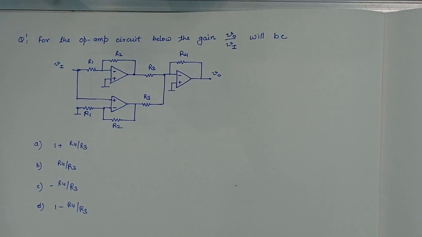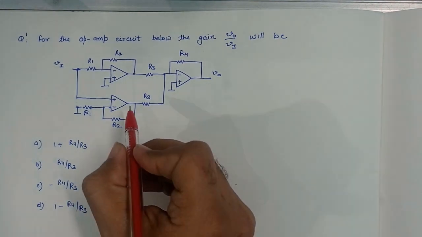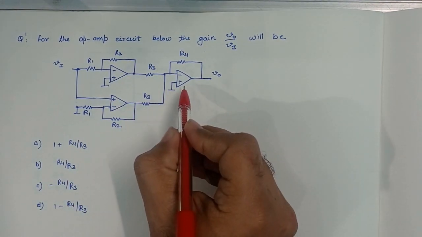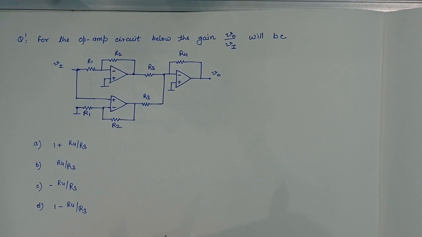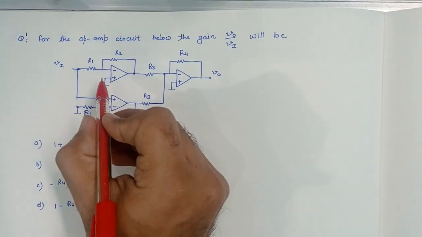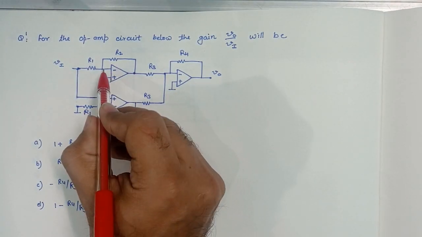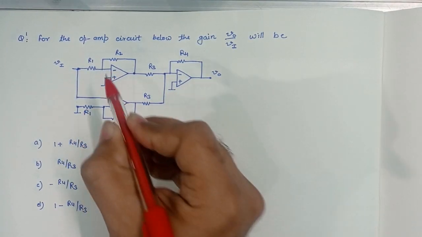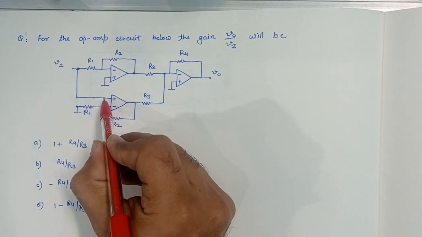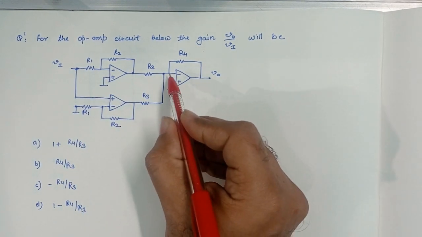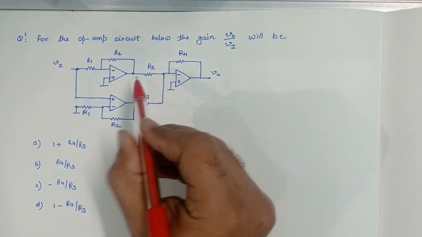For the op-amp circuit below, the gain V0 by Vi will be. In this circuit, there are three op-amps, and an op-amp has the property of very high gain. Due to high gain, it follows the virtual ground at this node and virtual short at this node. Here also virtual ground will be there.